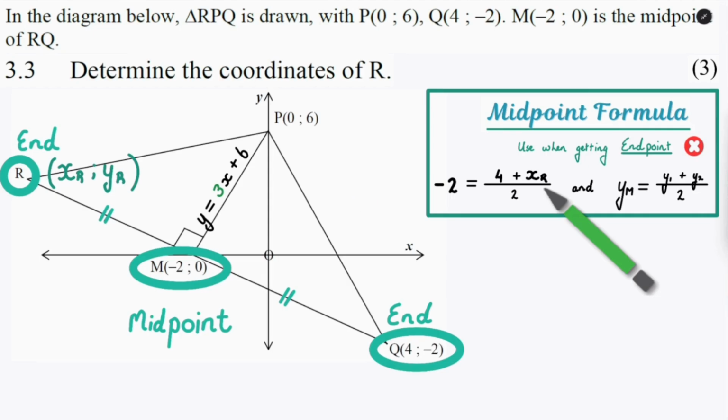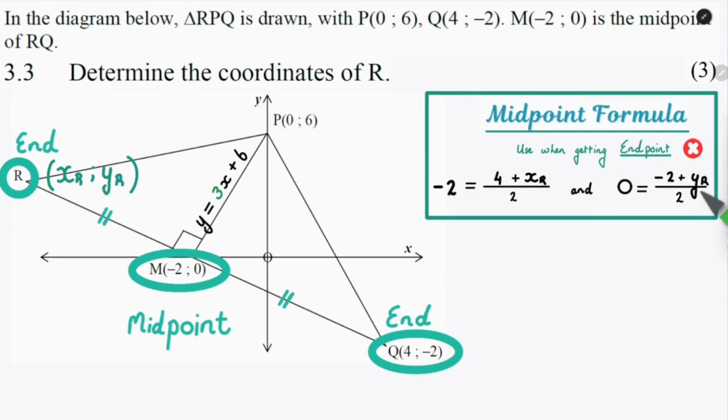Okay, and then while we're here, let's do the same thing for the y values. The y value in the middle is 0. So I'll replace this with a 0. And y1 and y2 are the y values at the end. So it's this minus 2 over here and the yR. So it's just going to be minus 2 plus yR. And now that everything's filled in, we just need to solve for x and y.